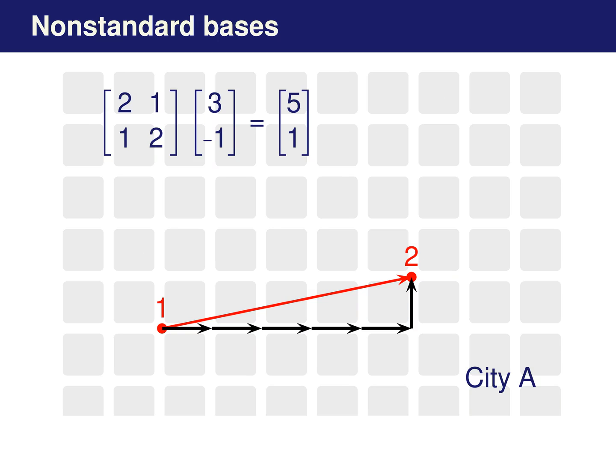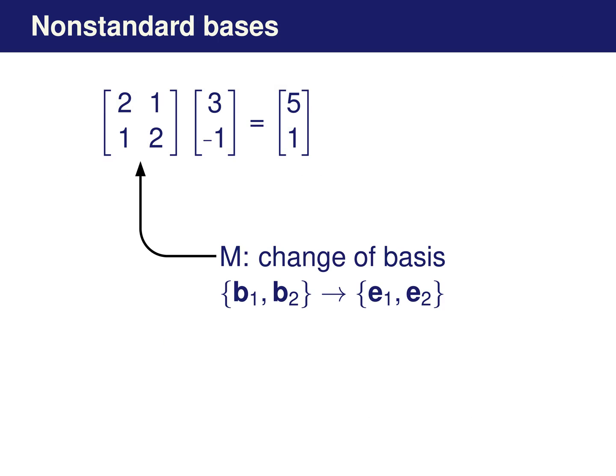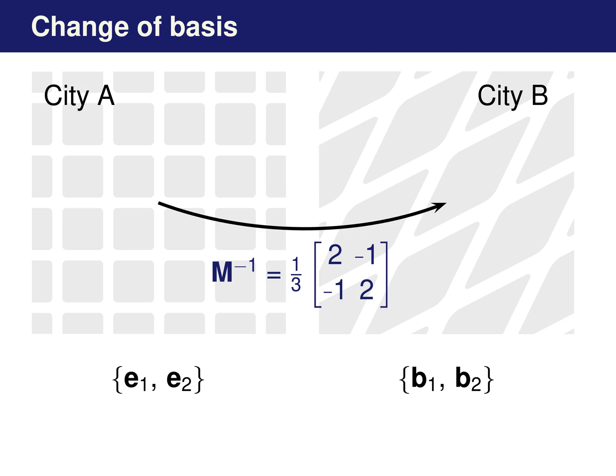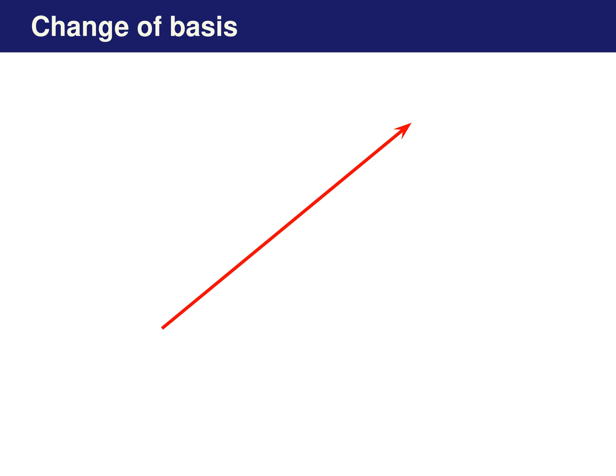Notice that we can write the linear combination 3 times (2, 1) minus 1 times (1, 2) in matrix vector notation. The matrix M is a change of basis transformation, which changes the basis from B of City B to the standard basis of City A. Once again, M changes the basis from b1, b2 to e1, e2. Since the inverse of an operation undoes that operation, the inverse of M will change the basis from e1, e2 back to b1, b2.